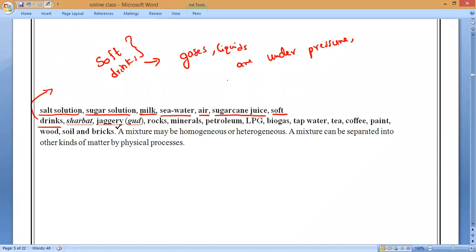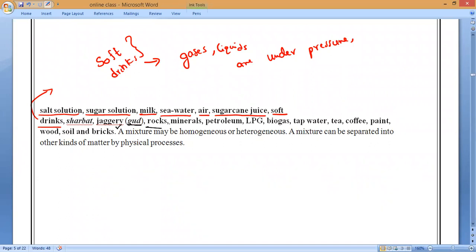Next, if we take jaggery. What is jaggery in Tamil? Village sugar, Indian sugar, we can say jaggery. In Telugu we say bellam, and in Tamil, vellam. Okay. So that also contains a mixture only.